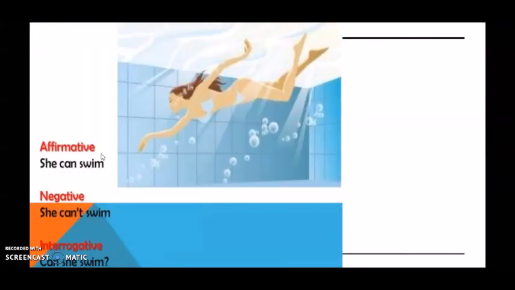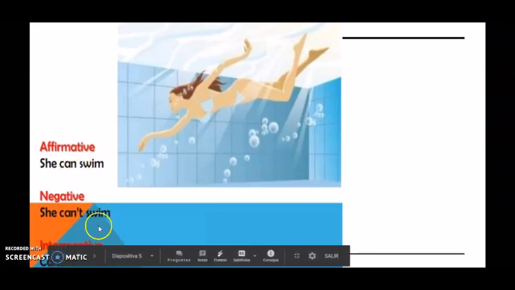And this one, it says, she can swim. It's affirmative. Negative, she can't swim. And interrogative, can she swim? You remember? In third person, there's no S.